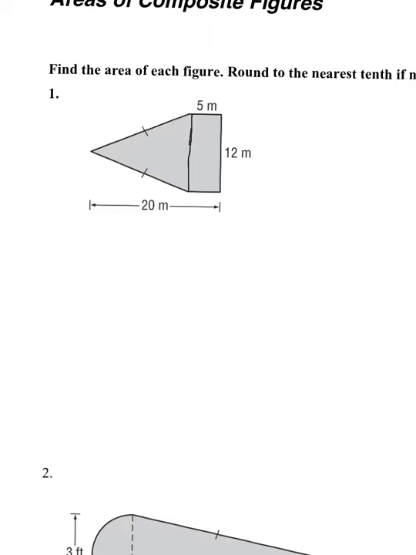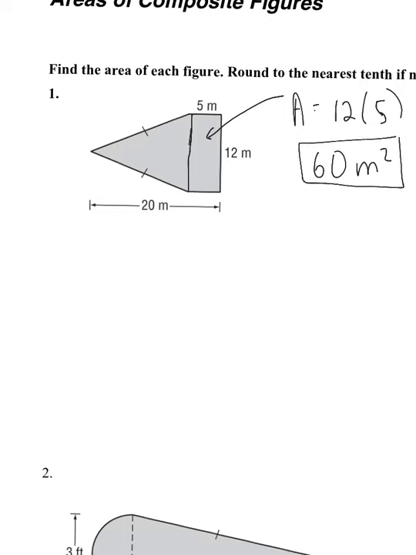Every time you struggle with something, do whatever you can. What's easier to find, the area of a rectangle or the area of a triangle? Obviously the rectangle. So this rectangle, I will do it quickly. Area will be 12 times 5, and 12 times 5 is 60 square meters. That's it. So the area of the rectangle is 60 square meters.